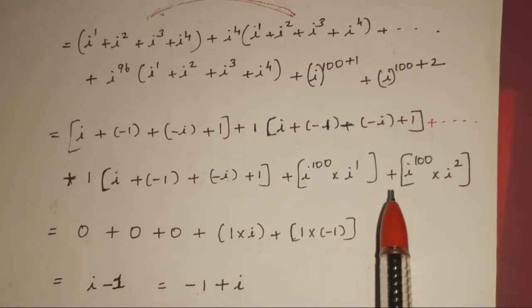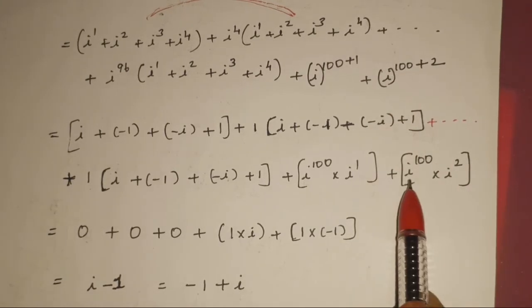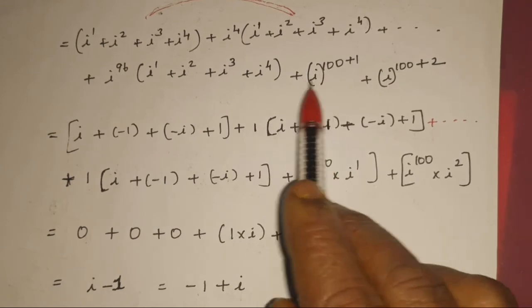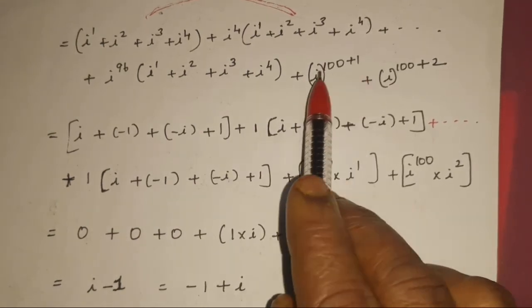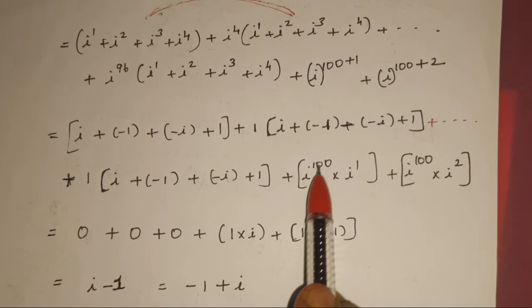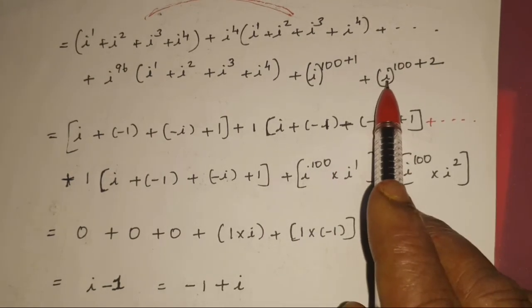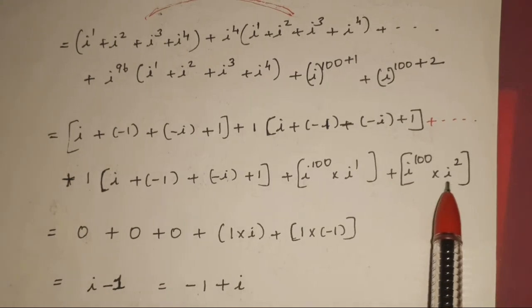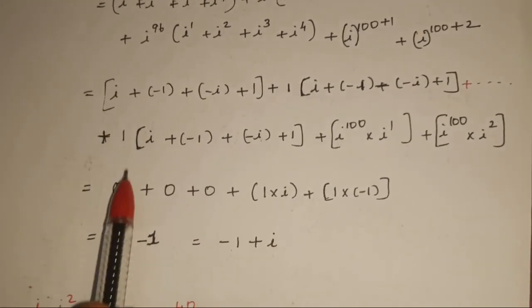Again, what do I rewrite here? i^102 I rewrite as i^100 into i^2. Using the exponential form, a^(m+n) is a^m into a^n. Similarly, I write i^100 into i^2. i^100 into i squared. Now we can easily find it out. Here what? i.